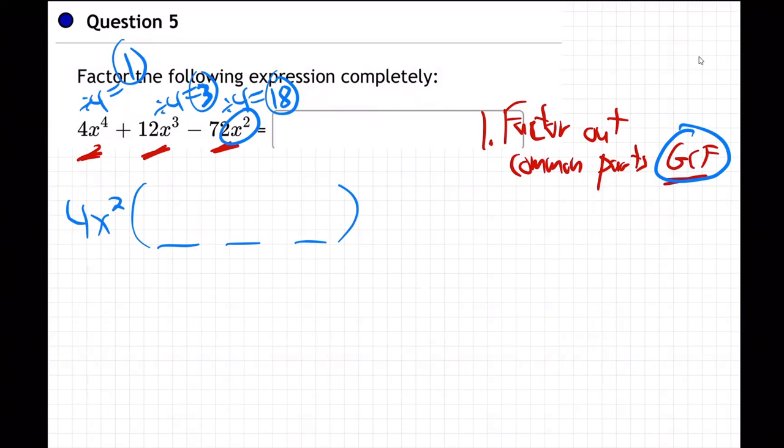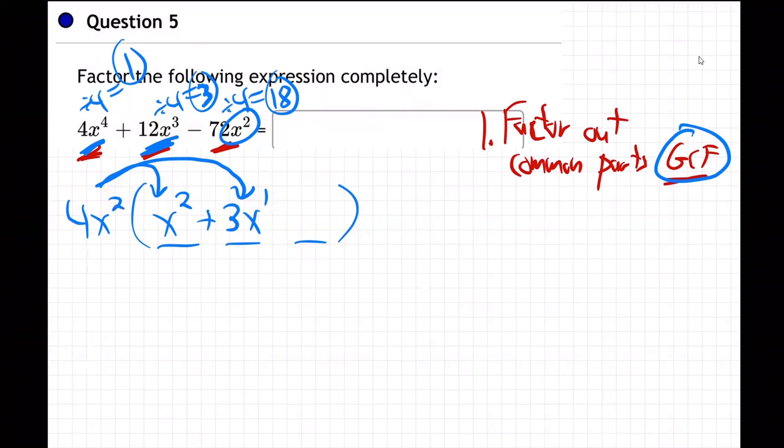And then what goes on the inside? Well, whatever works, right? 4x squared times what? We'll go back to 4x to the 4th. Remember how this works? Out front numbers multiply, powers add. So this will be x squared. So the 2 and the 2 power will add to be 4. Plus, and then what about the second one? 4x squared times what? We'll go back to 12x cubed. Out front numbers multiply, powers add. It'll be a 3. 4 times 3 is 12. X to the 1. So the 2 and the 1 power will add to be 3.